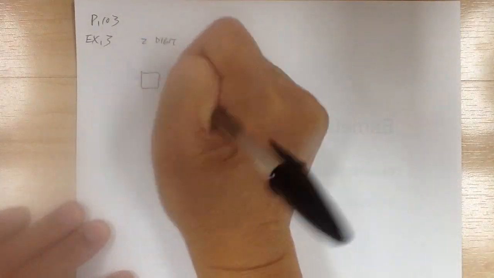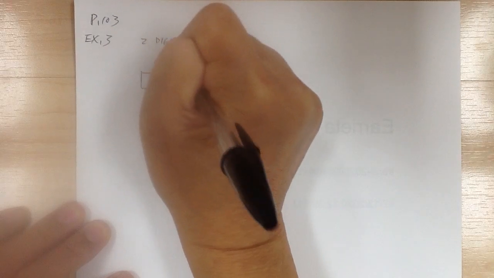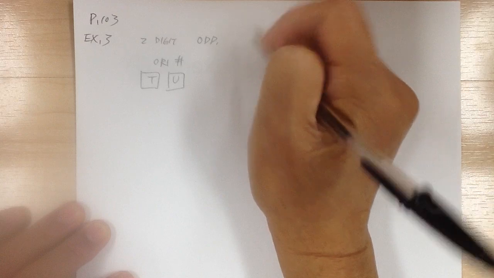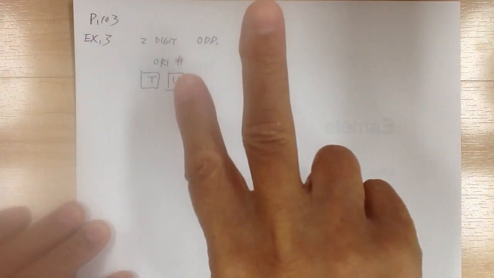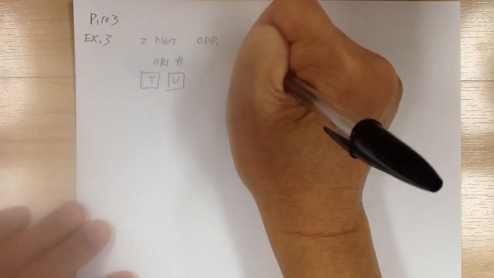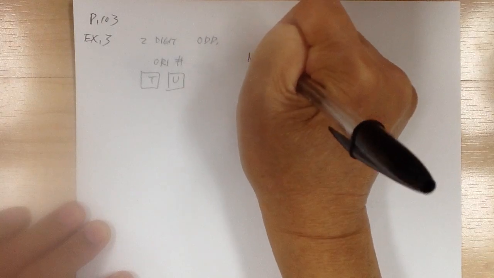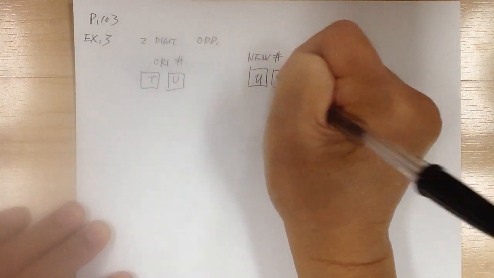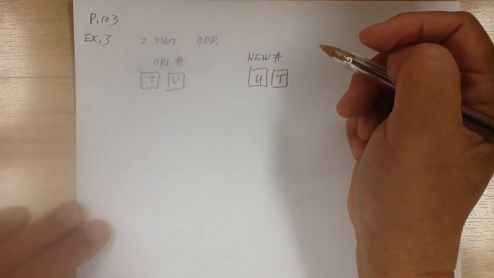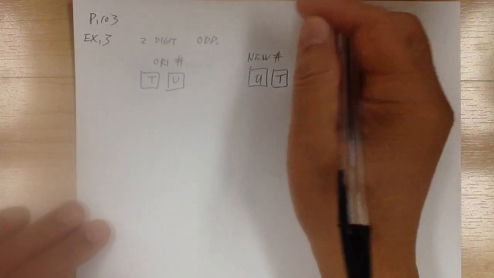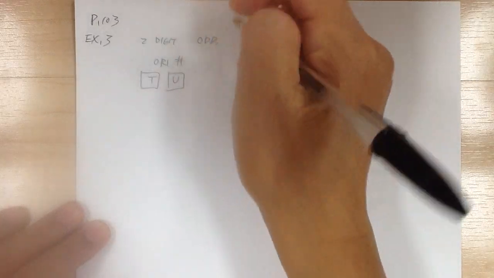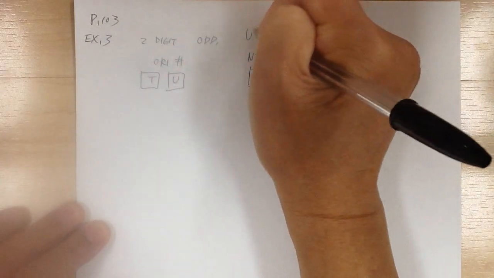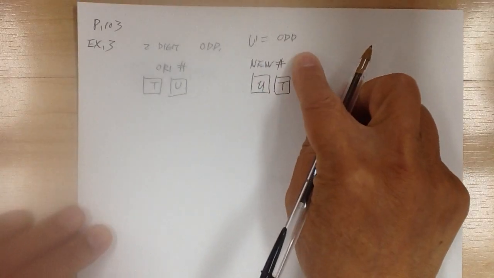So this is your original number. It has a tens digit and a unit digit. And the new number, where the digits are interchanged, would be unit and t. Since it's a two-digit odd number, that means the unit digit is equal to odd. Okay, and then let's go and write down.